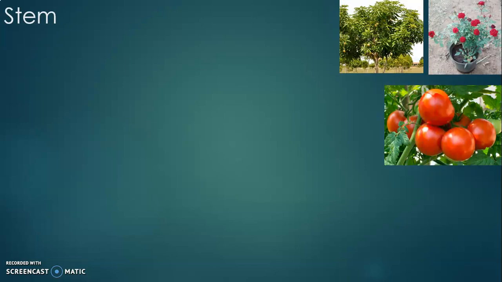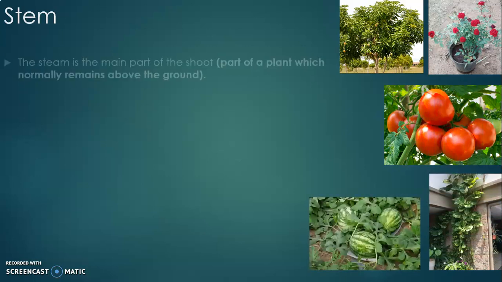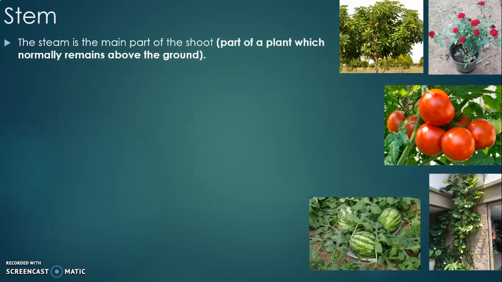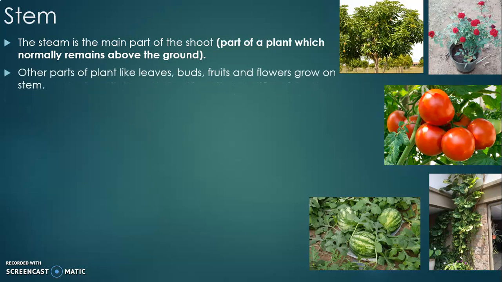Now let's come to the stem. So the stem is the main part of the shoot, the part of a plant which normally remains above the ground. So the part of the plant which is above the ground is together known as shoot, and stem is the main part of it. And other parts of the plant like leaves, buds, fruits and flowers grow on the stem.